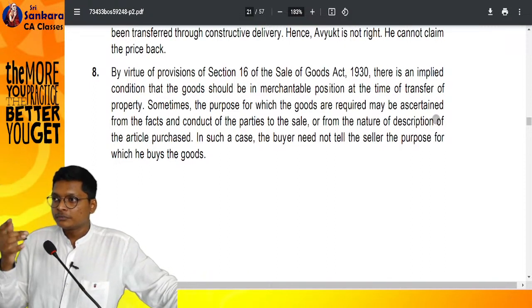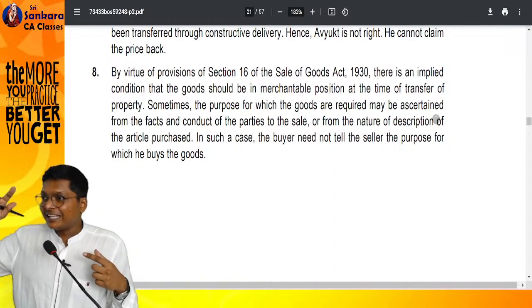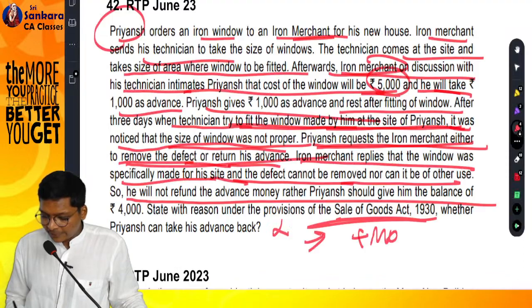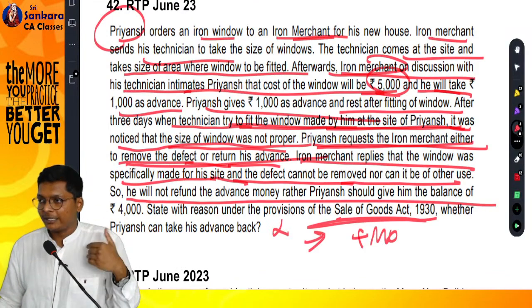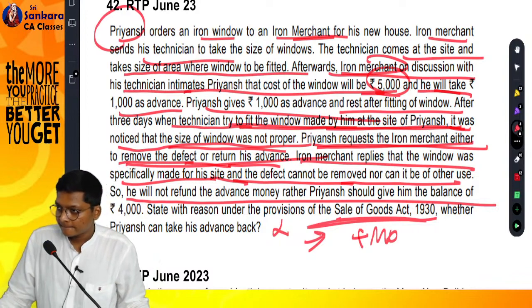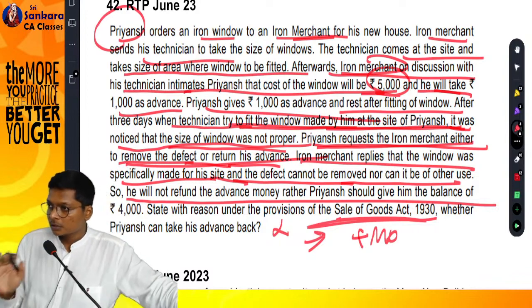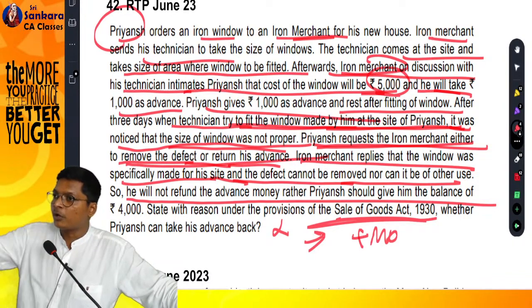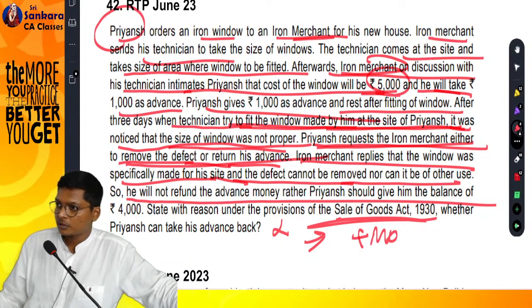Quality of fitness, what will come? The buyer has to intimate to the seller the purpose why you are buying the goods. Here he is not intimating the purpose; it is not necessary to intimate. Like, the purpose for which I am buying this, it should fit. If he deals there, you should specify, I want that. If you are buying a flask, you have to tell, I want the flask for hot water. Correct?